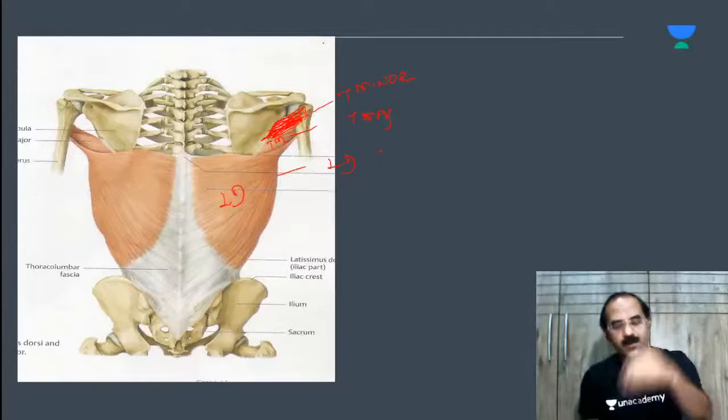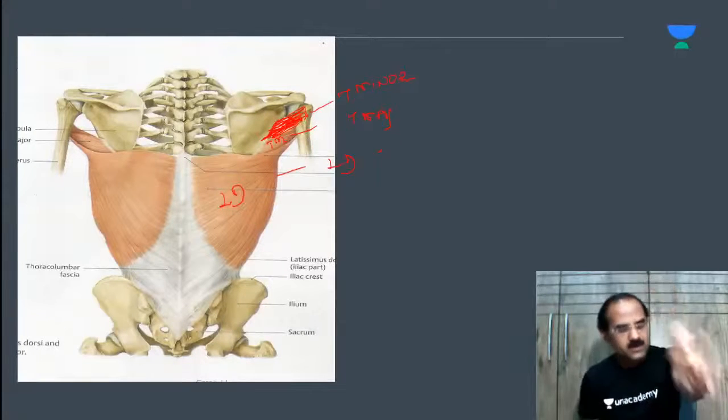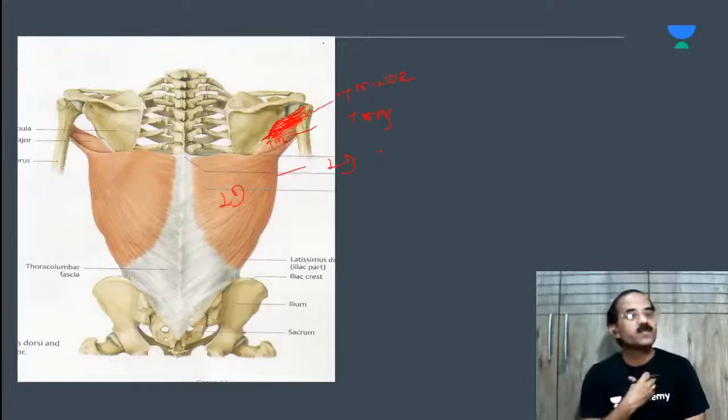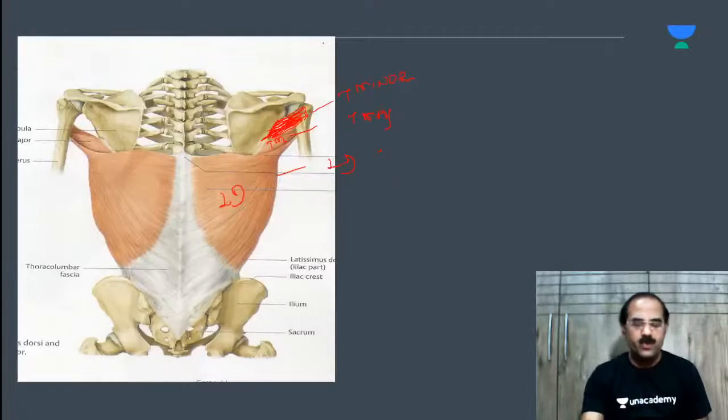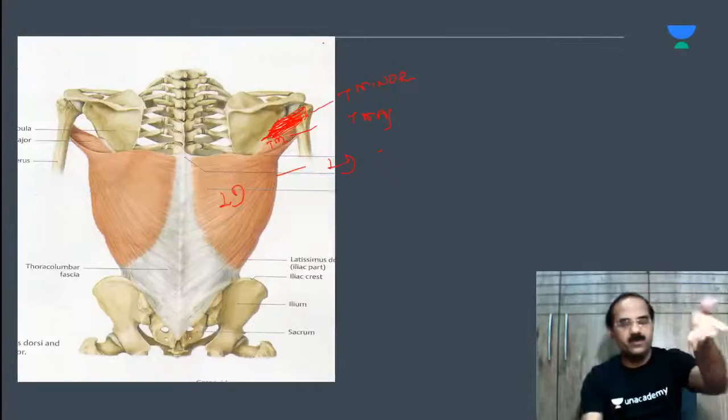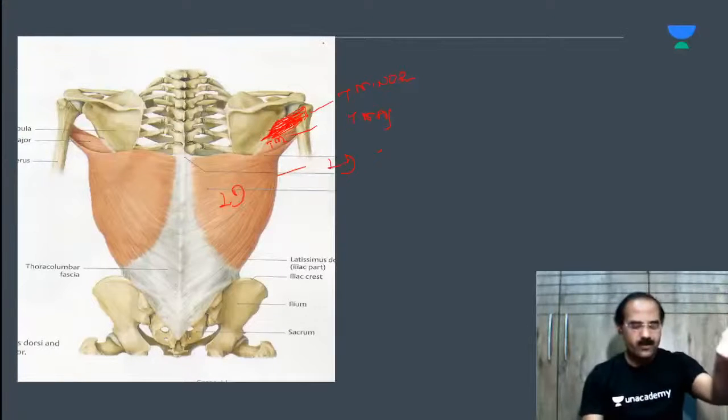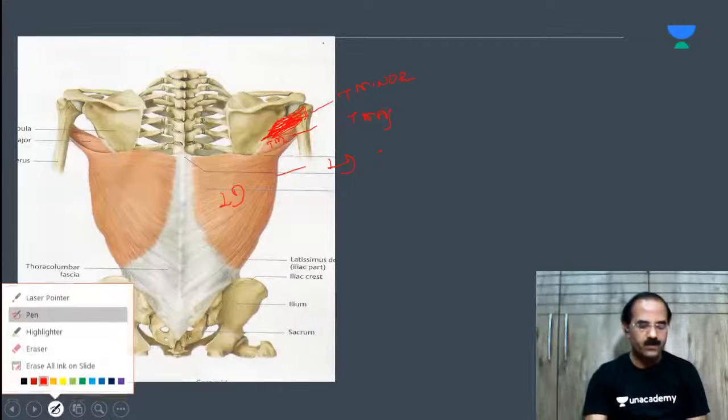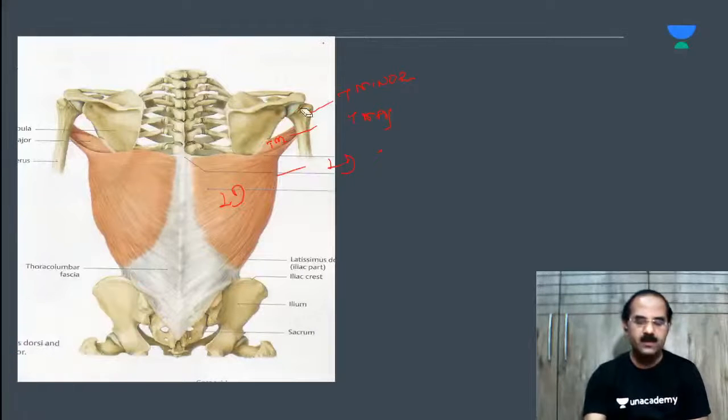Now in this slide, where is the subscapularis muscle? If I have to see the subscapularis, what am I supposed to do? I am supposed to reflect the teres minor. Right in front of the teres minor, I see the subscapularis. Is this clear to all of you?